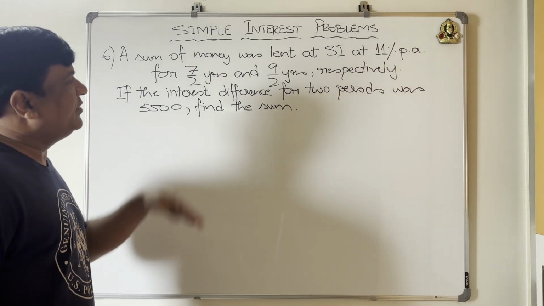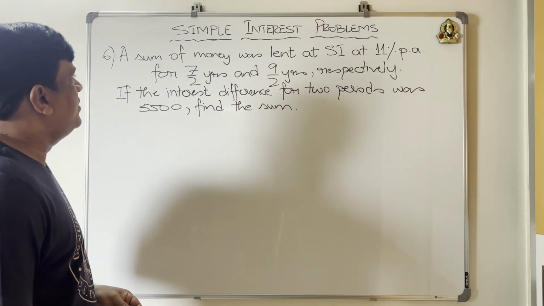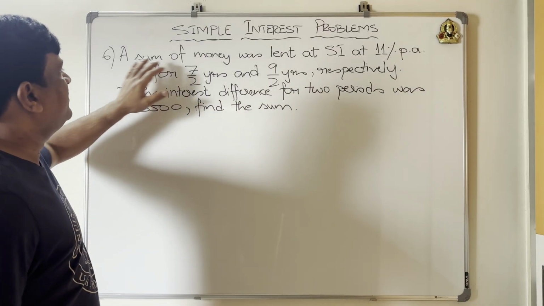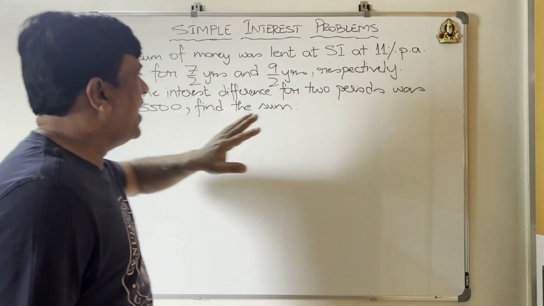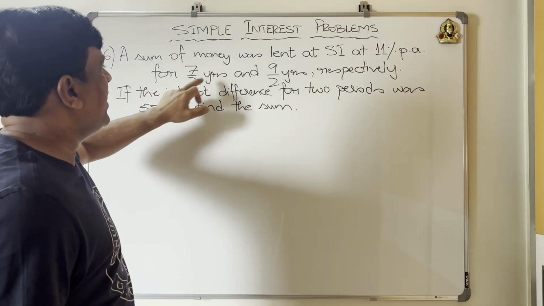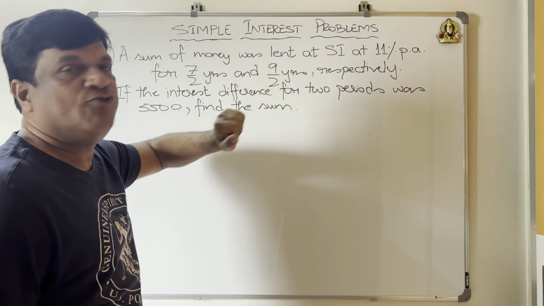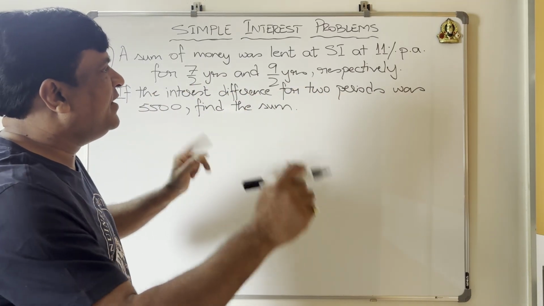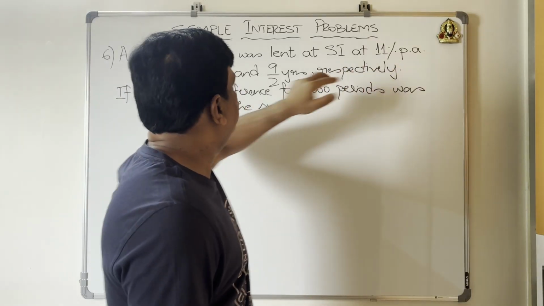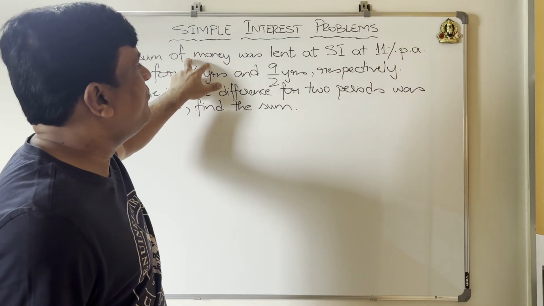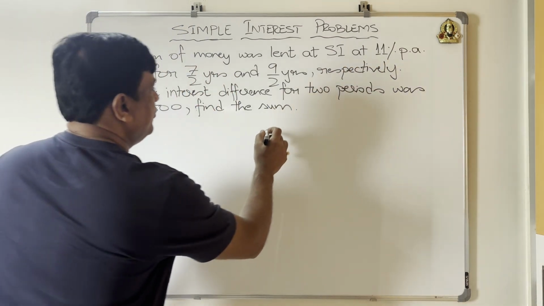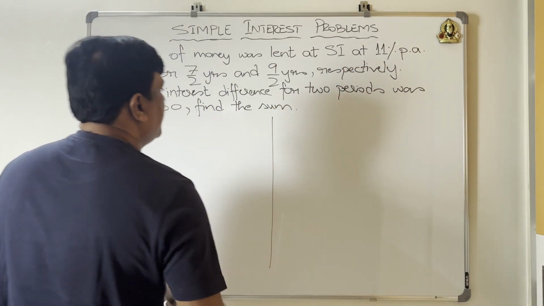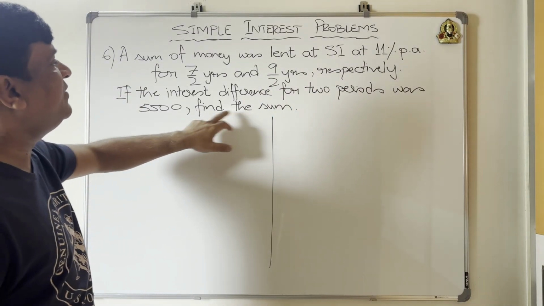Another problem with a different variation over here. Okay, so let's read the sum. A sum of money was lent at simple interest at 11% per annum for 7 by 2 years and 9 by 2 years. Okay, 2 time periods they have given. The sum of money lent at 11% rate. So again, what we normally do is mark it, and they are asking you to find the sum at the end.